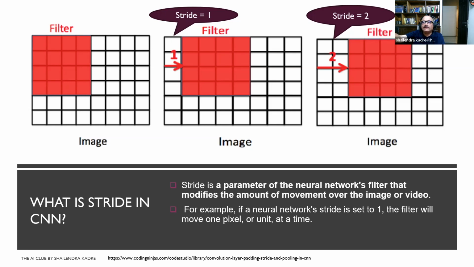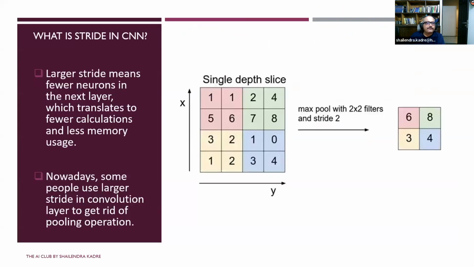But at the same time, my convolved image will not be as fine as with stride equal to 1. With stride equal to 2, I am getting a coarse image, and with stride equal to 1, I am getting a fine image. But the advantage with stride equal to 2 is that I am using less memory. So it depends on your use case whether you want to use a stride equal to 1 or 2. Both advantages and disadvantages are there.